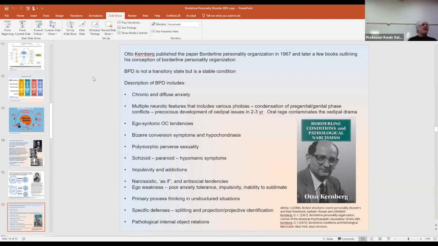He also talks about how there are egosyntonic obsessive-compulsive tendencies. Somebody borderline, and you know what egosyntonic is now, right?